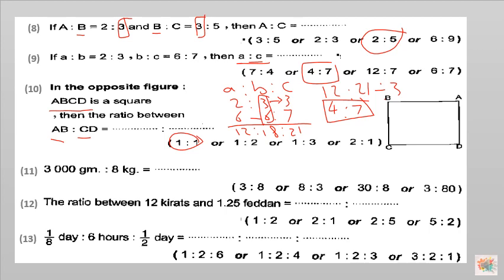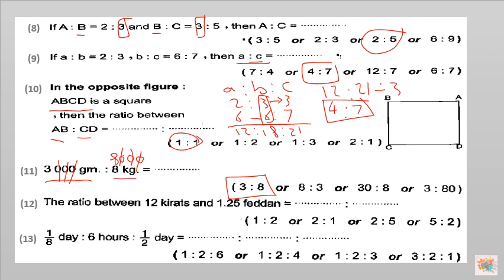The next: 3000 grams to 8 kilograms. First thing, we change from the big unit to the small unit. The big one here is the kilogram; when we change it to grams, we multiply by 1000. So it will be 8,000. After that, start to cancel 0 with 0, the second with the second, the third with the third. So the answer will be 3 to 8. So memorize that the kilogram has 1000 grams and the ton has 1000 kilograms.